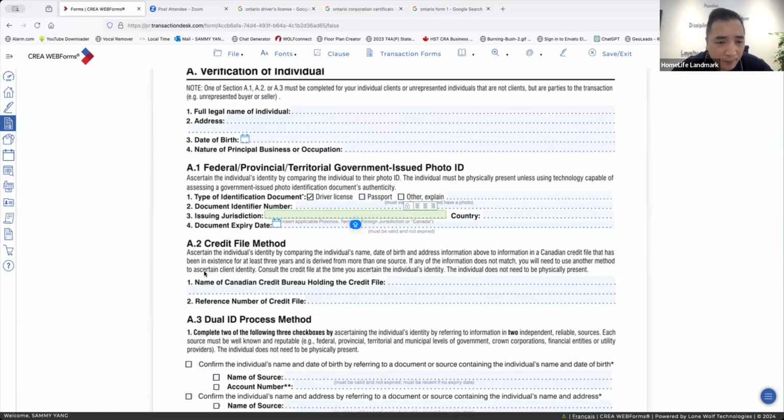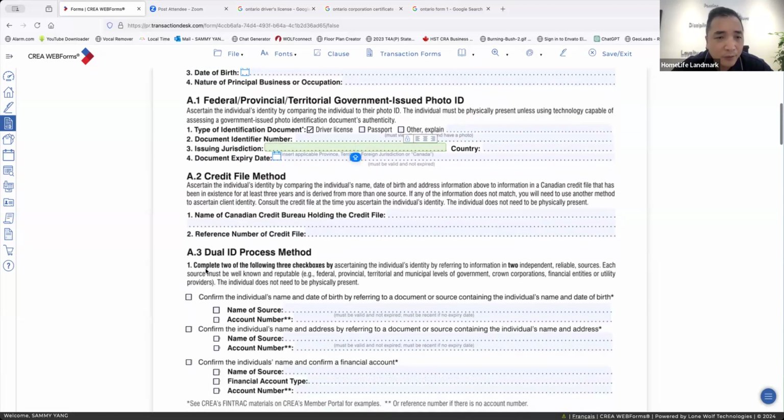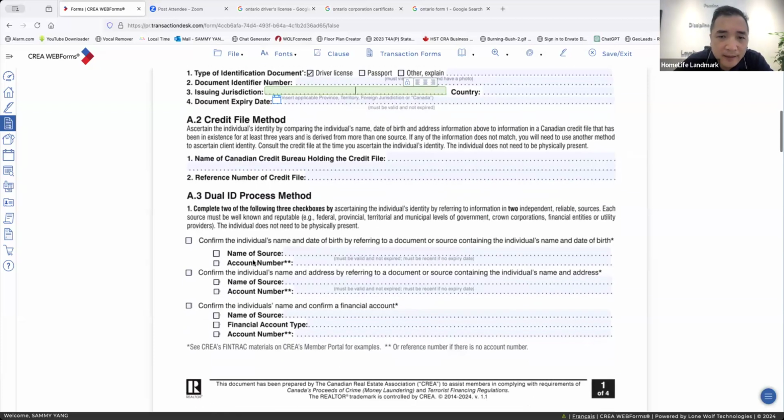But in most cases, I believe A1 will be the way we verify the ID. We rarely find people using A2 and A3. You don't need to fill in everything, just one. A1 is the first priority. Okay, so that is photo ID, we're done.